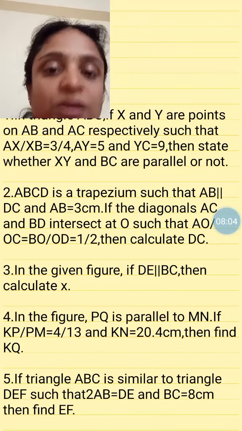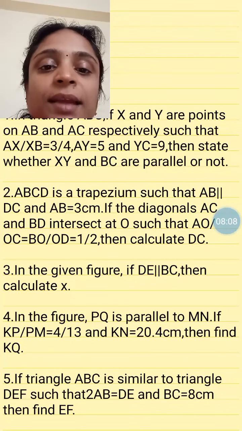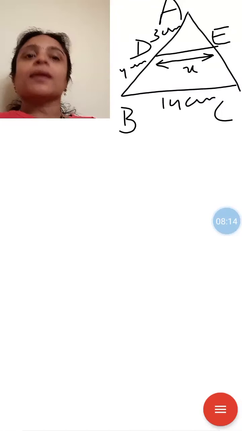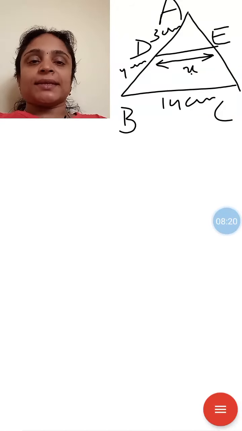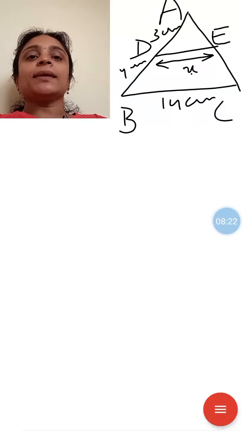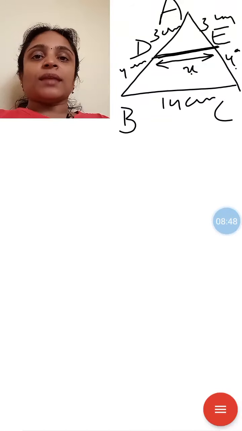Third question is, in the given figure, if DE is parallel to BC, then calculate X. Okay. Here we have to find X. This is X, DE is X. And given AD, DB, so AE, what is AE? AE will be 3 centimeter and EC will be 4 centimeter. Given that DE is parallel to BC.